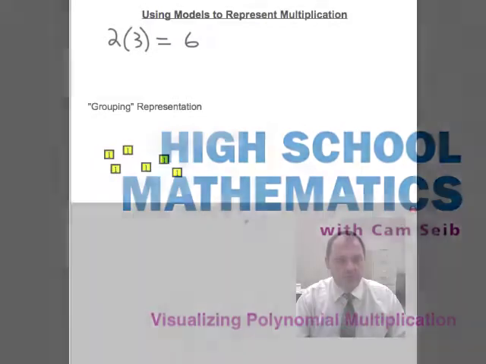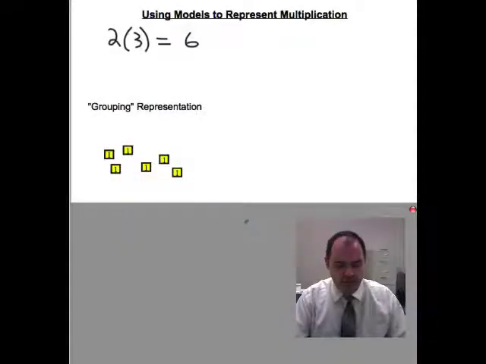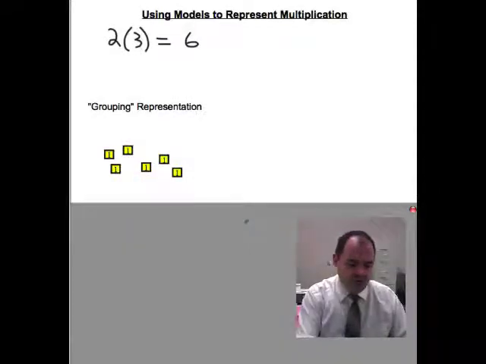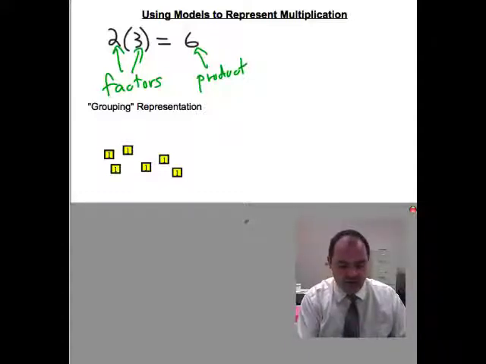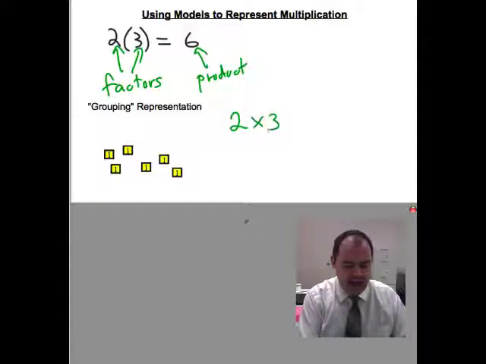Okay, today I want to review two methods for thinking about multiplication. So when I have 2 times 3 is 6, I know that the 2 and the 3 are called the factors. Those are the numbers that multiply to give us the answer, which in this case is 6. One way to think about what multiplication means is through grouping. So 2 multiplied by 3 was first introduced to you as meaning 2 groups of 3 things.